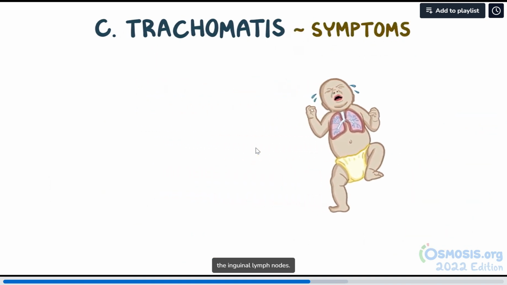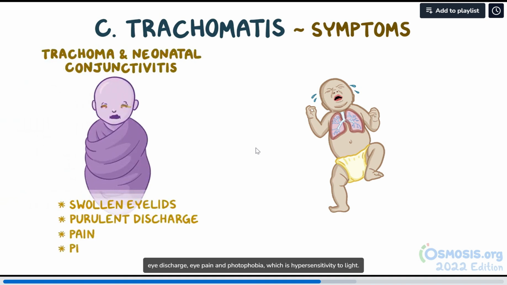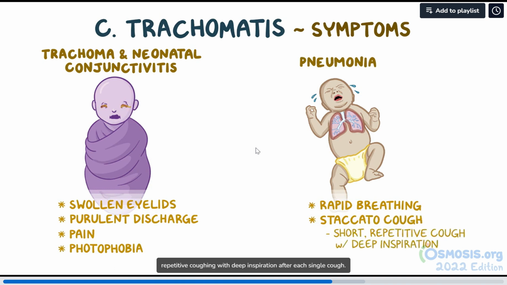Symptoms of C. trachomatis infection depend on, well, the infection. With trachoma and neonatal conjunctivitis, there can be swelling of the eyelids, purulent eye discharge, eye pain, and photophobia, which is hypersensitivity to light. With C. trachomatis pneumonia, there's rapid breathing and staccato cough, meaning a short repetitive coughing with deep inspiration after each single cough.